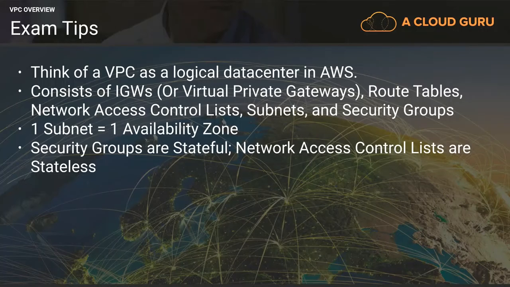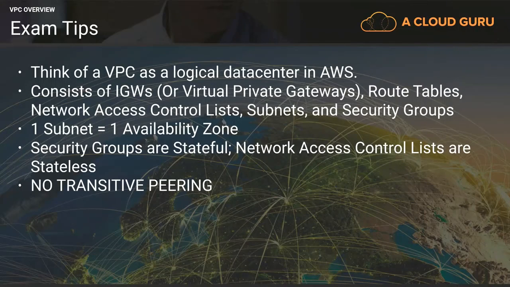So if I was to open port 80 up on my security group, automatically I can both send and receive port 80. I don't have to open up port 80 on my inbound rule list as well as my outbound rule list. With network access control lists, I have to do that. I have to open both inbound and outbound ports, and we'll have an entire lecture on that as we go. And always remember going in to your exam that there is no transitive peering.